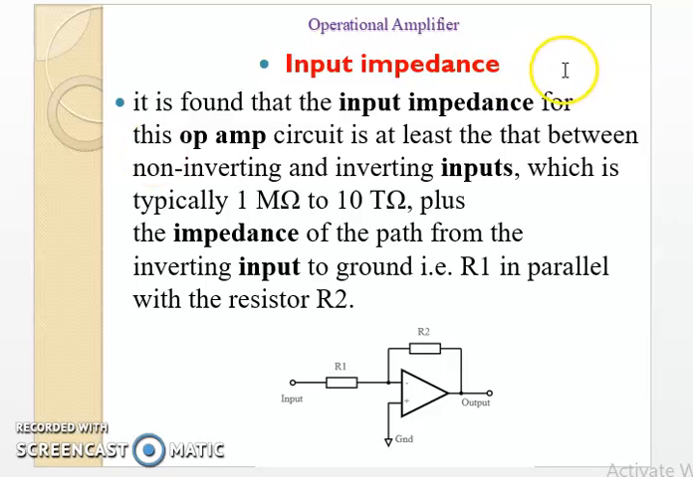Input impedance. It is found that the input impedance for an op-amp circuit is at least that between the non-inverting and inverting inputs, which is typically 1 G ohm to 10 T ohm, plus the impedance of the path from the inverting input to ground, that is R1 in parallel with R2. So this is input impedance.